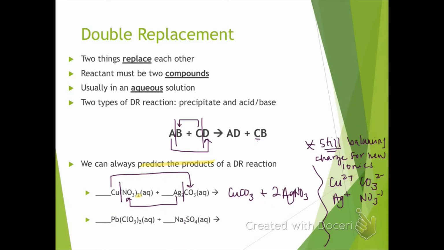Take a second, pause the video, predict the products of this next reaction on your own, and resume when you're ready to check.